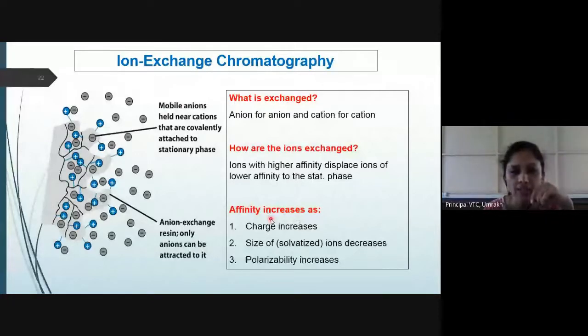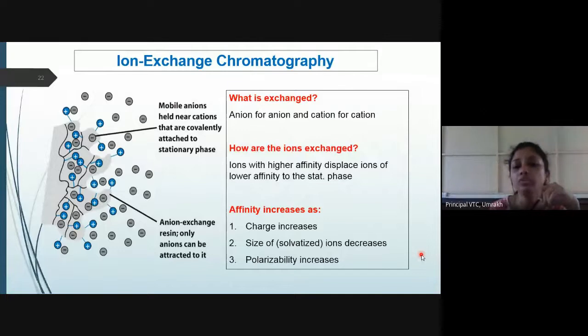As the size of the ion increases, since different cations and anions have different sizes, they will be more polarizable. So as the size of ions increases, like bromine and iodine, they will have different polarity because their size is also different.